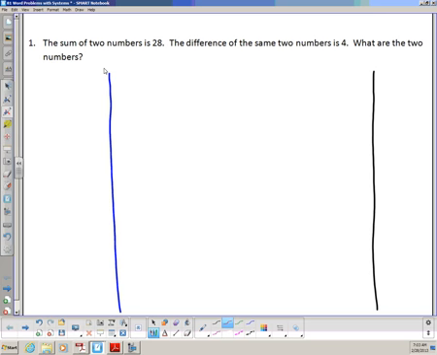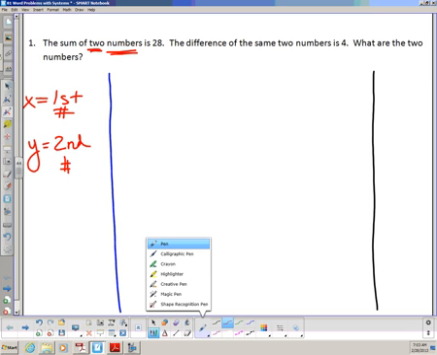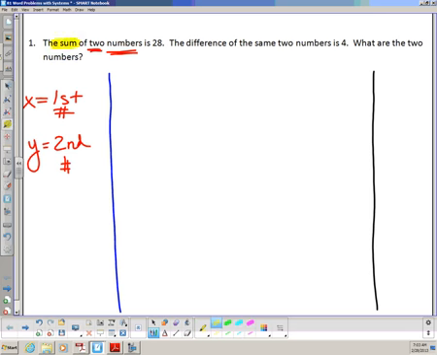So what we're going to end up doing here is making two variables up. I have two numbers, and I know two facts about them. So I want to say x is the first number, and y I'll call the second number. And I know two pretty simple facts about them. I know that the sum of the two numbers is 28. The two numbers are x and y. The sum would be when I add them up, I get 28.